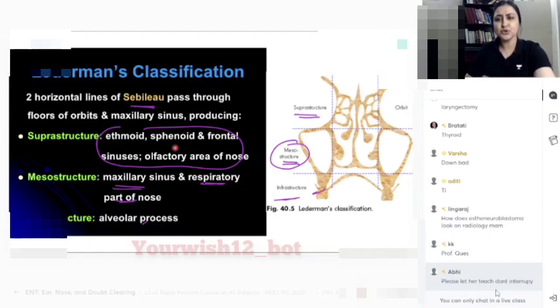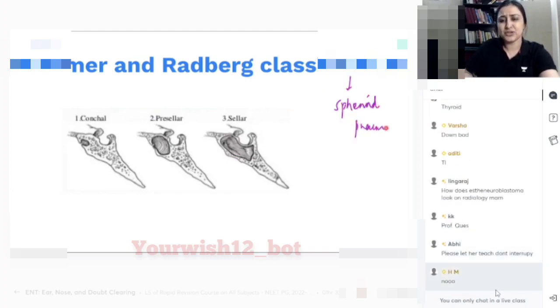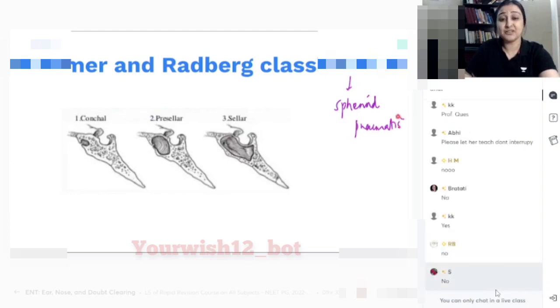Okay, no you interrupt, but just don't ask for new things. मतलब I will already teach you things, right, which I think are important. Okay, so this is Hammer and Radberg classification. So this is the classification for the pneumatization of sphenoid. ये सब सुना हुआ है आप लोगों ने. So this is for sphenoid pneumatization.